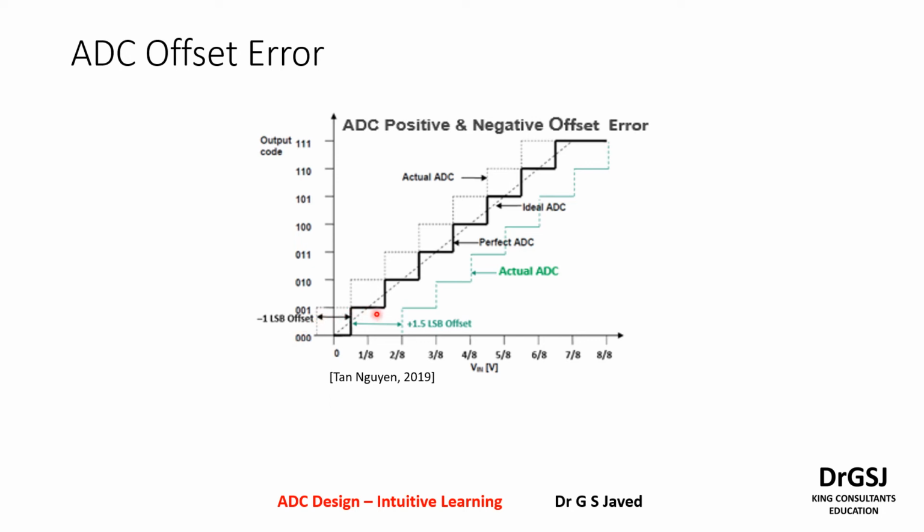But on the green side, you can see that the offset is close to 1.5 LSB, meaning starting from here, it is 1 LSB to the right plus another half. So this 1.5 LSB is the offset. Now, the green one is called a positive offset of plus 1.5, and the left hand side in the black is showing the minus 1 LSB offset.